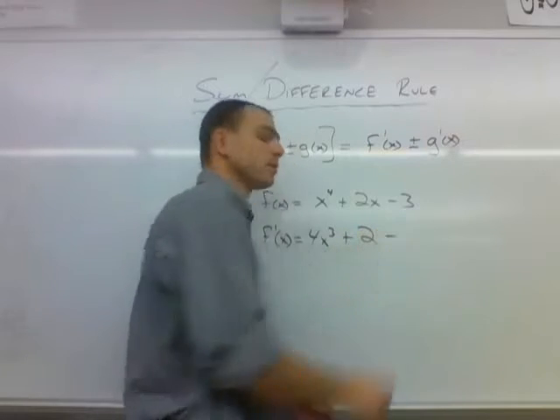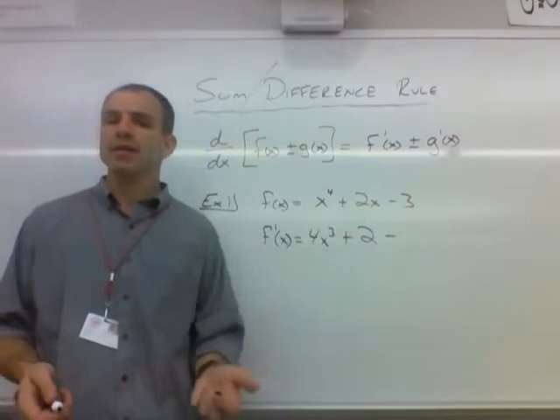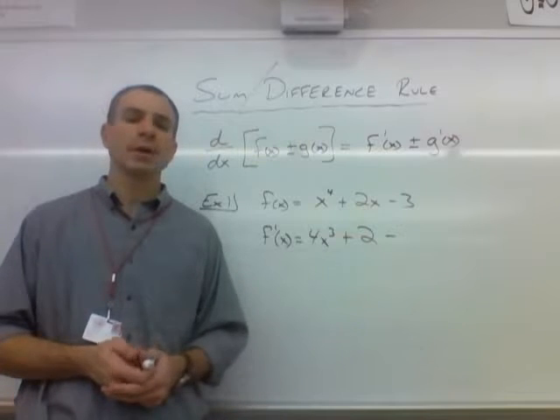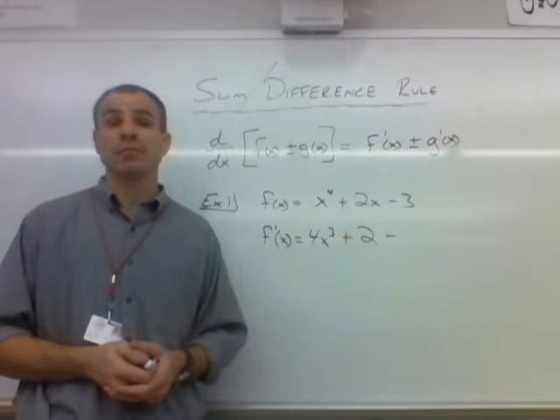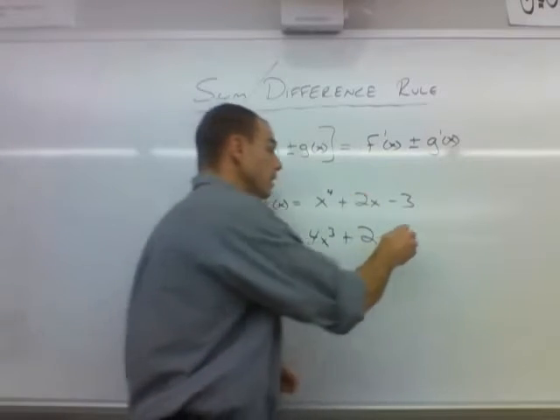So we'll keep the minus, and then we take the derivative of the third term. The third term is 3. That's a constant. What does the constant rule tell us about the derivative of any constant in general? Exactly, it's 0. So the derivative of 3 is 0.